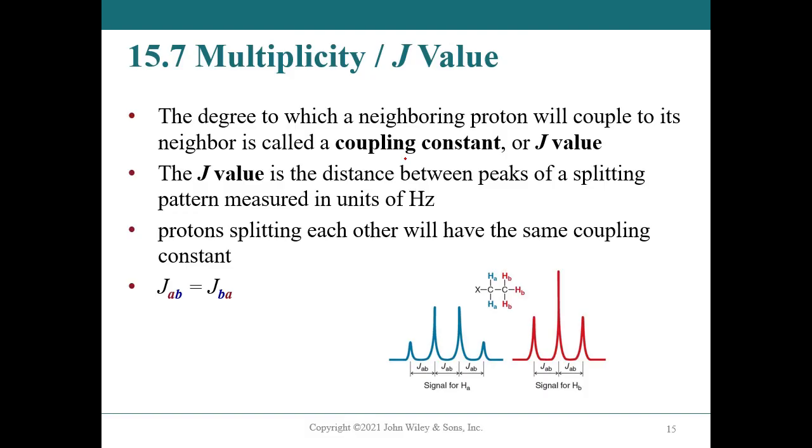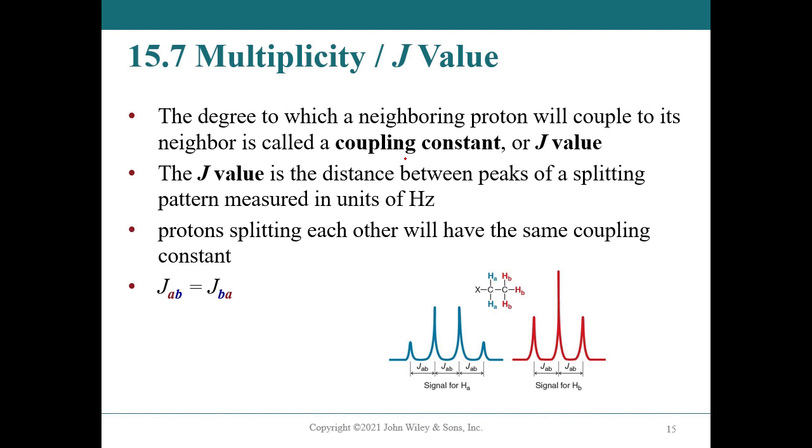We're getting here to the coupling constant, the J value. When we see splitting between two different hydrogens, hydrogen A on the one hand and hydrogen B, when they split each other, they're going to split with the same coupling constant, which means they're going to have the same distance between these two peaks. Any adjacent peaks in the multiplet are going to be equally spaced, and that distance between those peaks measured in hertz is the coupling constant.